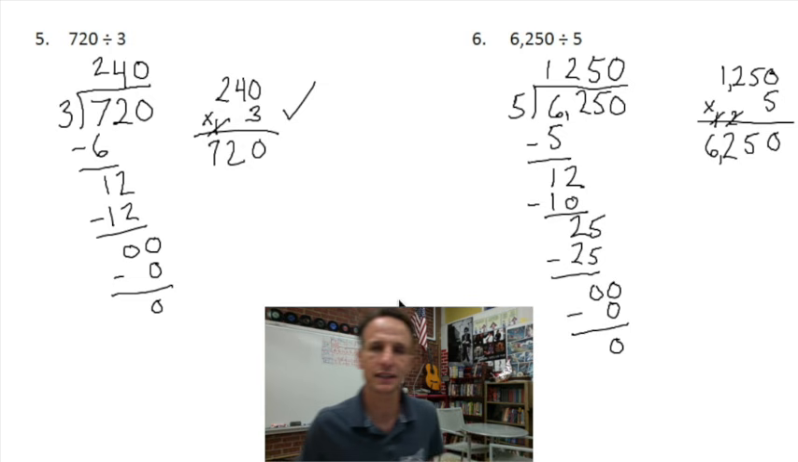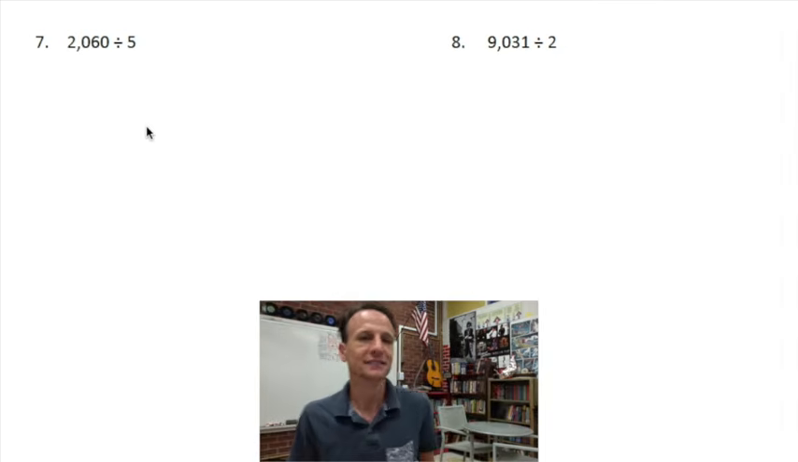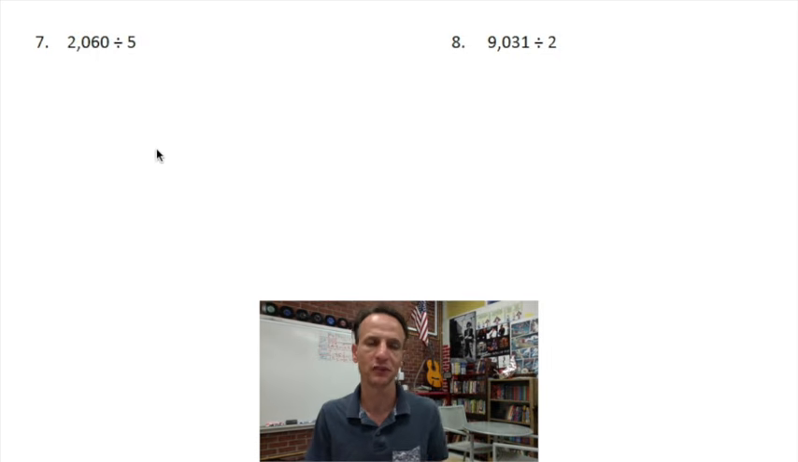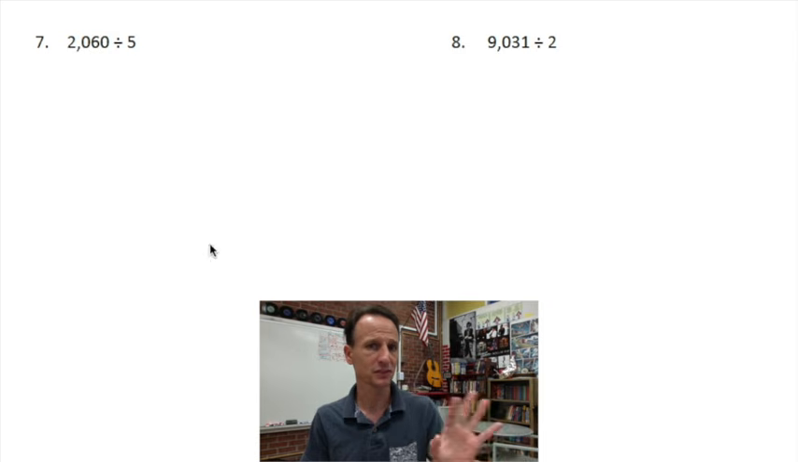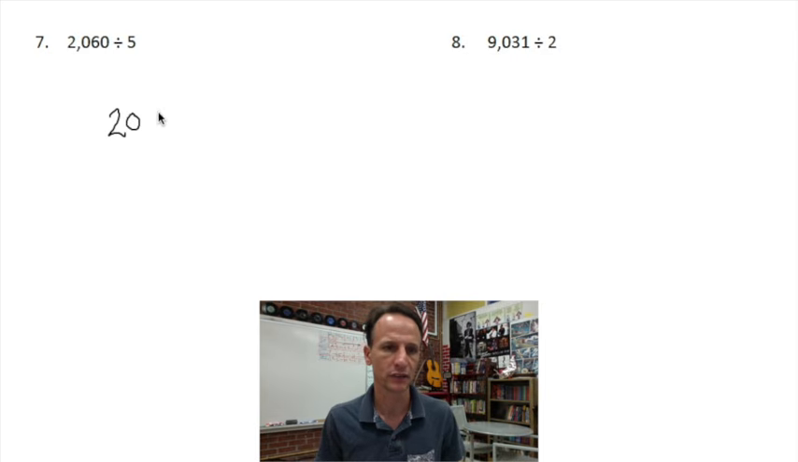Let's go look at the next 2, shall we? Yes, we shall. Well, look at here. We're dividing by 5, ends in 0. We know we'll have no remainder, but we can see there's some 0 action going on here that we will have to be wary of. So we have 2,060, which we are dividing by 5.